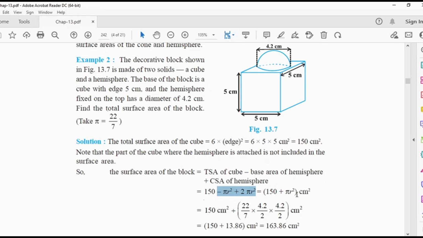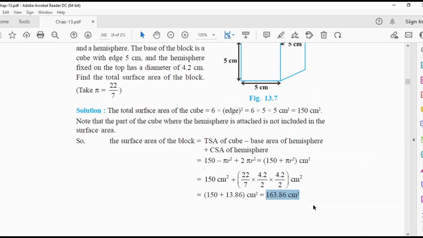Now give the approximate value for pi and value of r, that is 22 by 7. So in the next step we will get 150 cm square plus 22 by 7 times 4.2 by 2 times 4.2 by 2. Simplifying these, you will get the final answer, 163.86 centimeter square. Here also you want to write approximate inside the bracket, and in the textbook it is missing. When you answer in exam, you want to write approximate inside the bracket because we used 22 by 7 here.